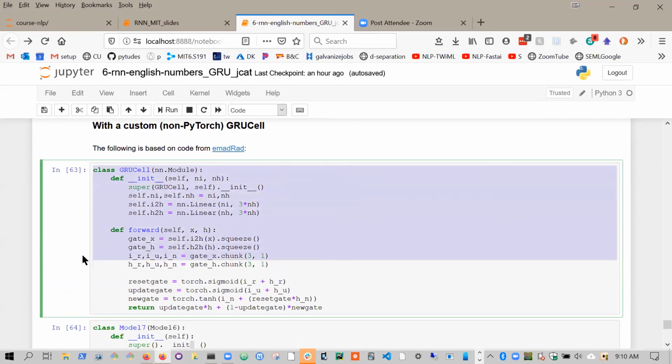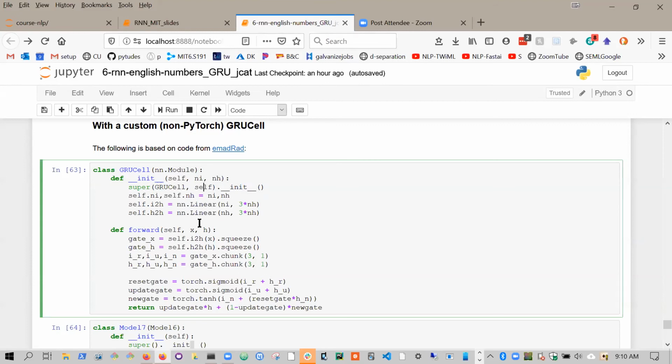GRU cell, super GRU cell. I don't understand this structure here, because this is the class that inherits from nn.Module, and then he's doing super GRU cell self. I'm not sure what this line does. That's anyway, the Python 2 version of super init.